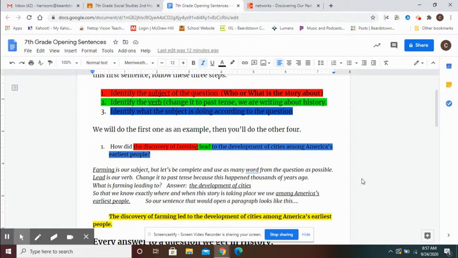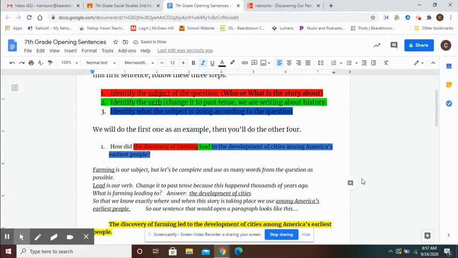We then identify the verb, and that verb is lead. Farming is leading to something. Now, 7th graders, we are a history class. We are not learning about things that are happening right now. We are studying about things that happened in the past. So when we write sentences, when we write our paragraphs, all of our verbs should be in past tense.